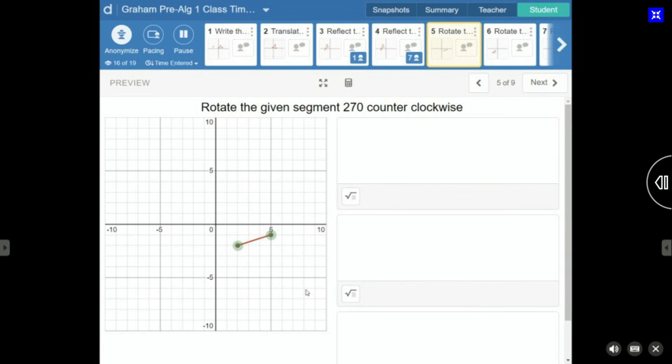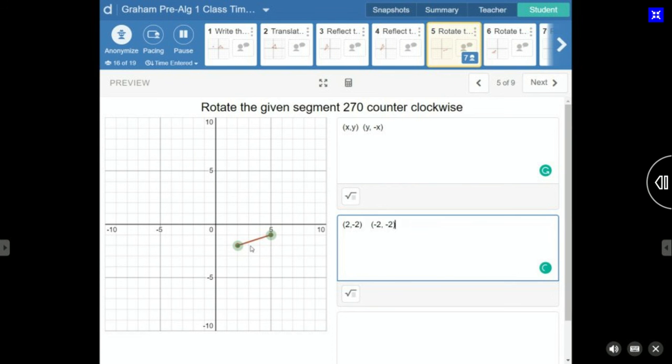All right, rotation 270 counterclockwise. We just did this one. All right. What is this point right here? Okay, so let's put that in: 2, comma, -2. So y goes first. So what do I put in first? -2, comma, opposite of x. My x is 2, -2.